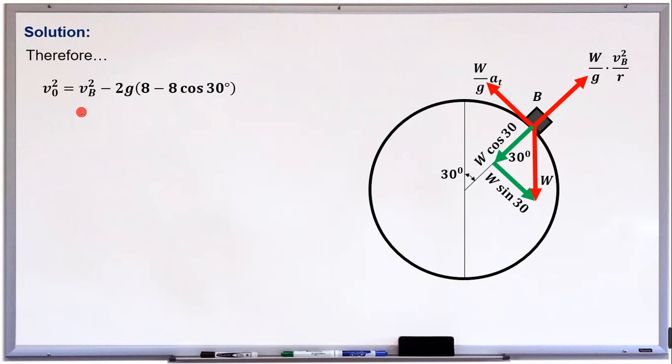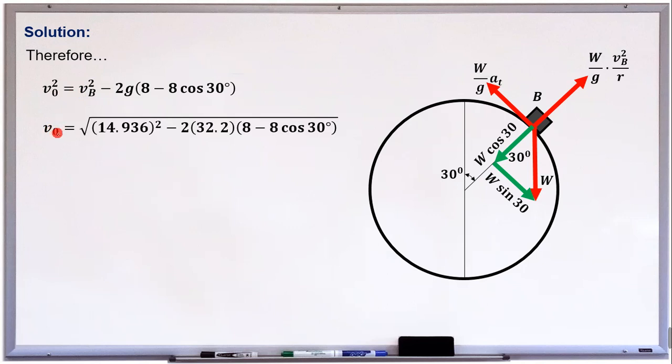Next, we are going to substitute the approximate value of our velocity B in this equation. So you have V naught is equal to the square root of VB squared minus 2G times 8 minus 8 cosine 30 degrees. So we have an approximate value. Sorry, this is only an approximate value of the initial velocity, roughly equal to 12.41 FPS.